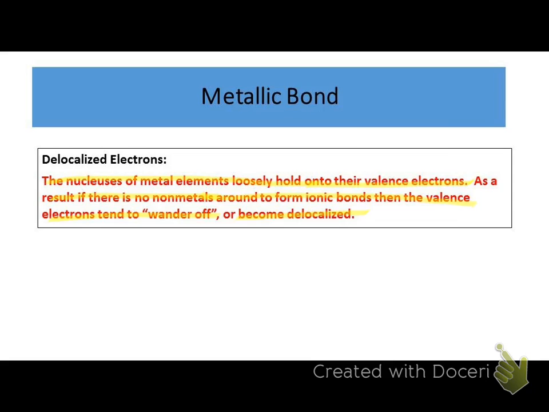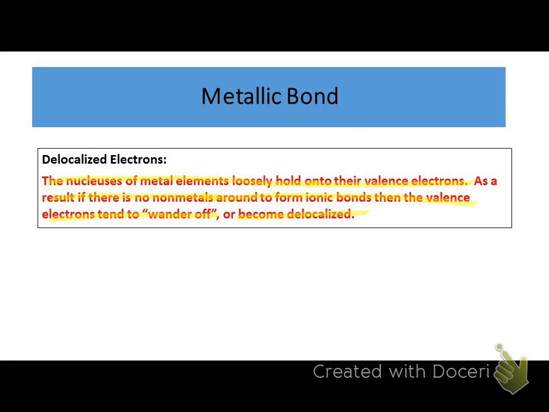So essentially, delocalized electrons are wandering electrons. They don't really have anywhere to go. There's no nonmetal to take them to form a covalent or an ionic bond, so they just kind of wander around, and that's basically what a delocalized electron is.